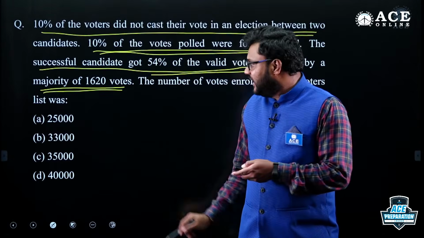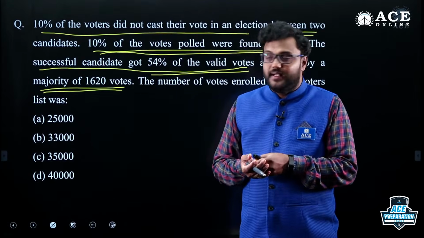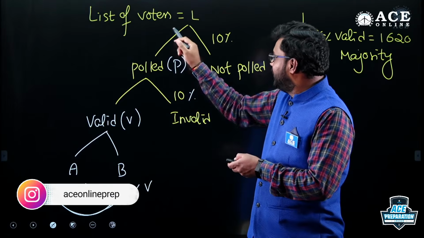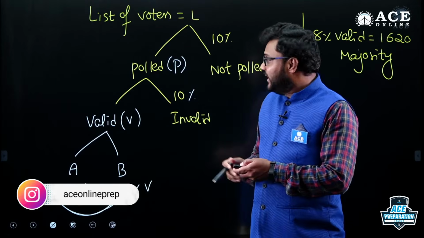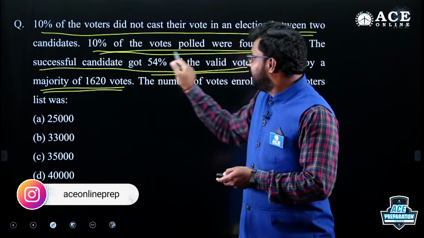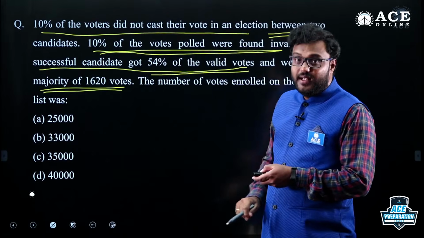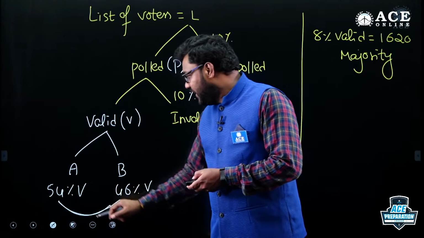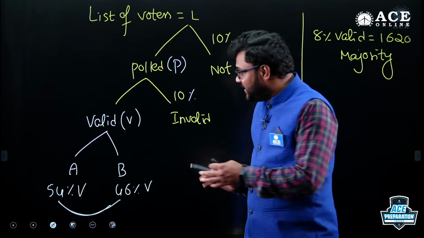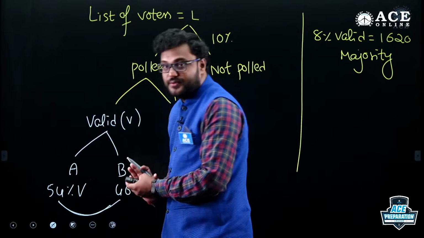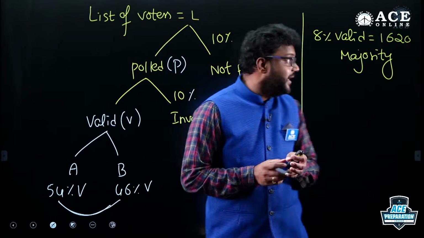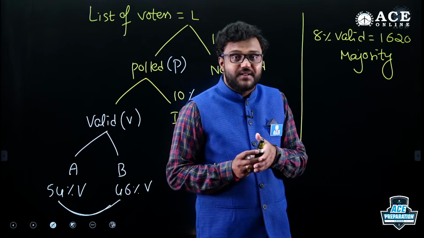Okay, 8% of the valid votes is nothing but the majority. You just see this clearly. This is 1,620. 10% of the votes were not cast. Out of the total, 10% not polled. Then among polled, 10% of the voters polled were found invalid. Then the successful candidate got 54% of the valid votes. You can see all the points here. Majority is nothing but the difference between these two, how much extra he got. So 8% of the valid votes is 1,620.